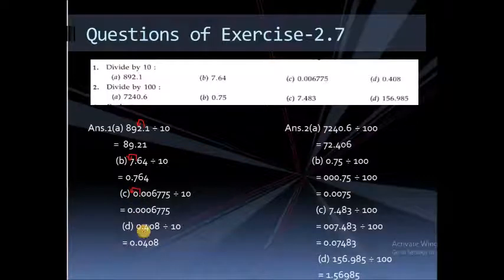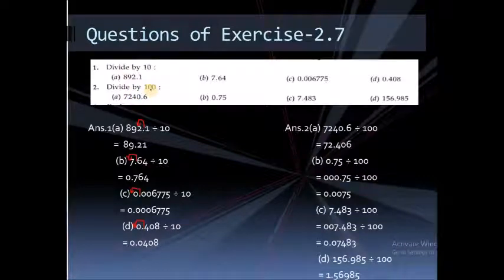In this case also you have to shift the decimal point to the left how many times? Only one time because 1 0 is there. So if you shift this one time to the left, it will come before this 0 and my answer will be 0.0408.